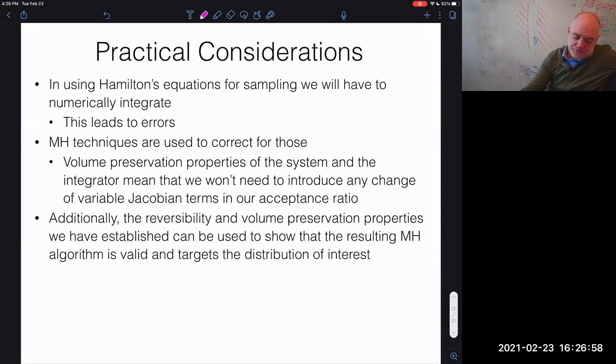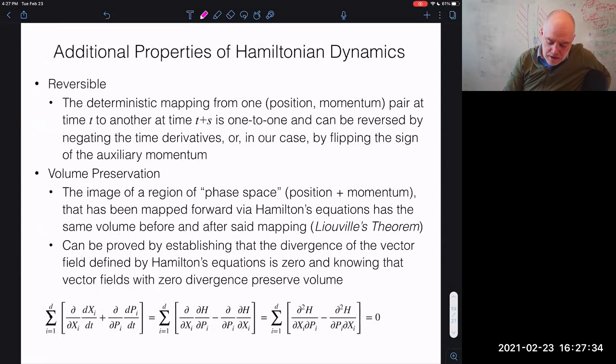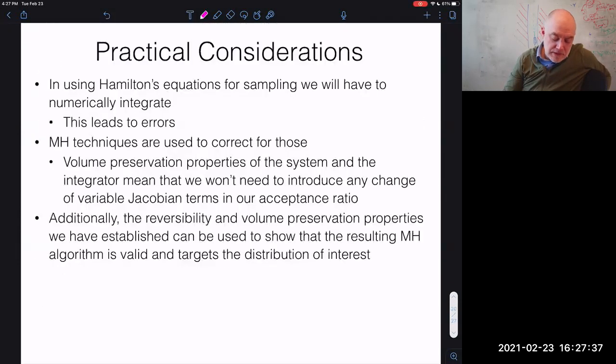So we're almost there, and we'll take a break in just a little bit to let this sink in. The reality is that in order to actually use any of these equations for sampling, we'll have to numerically integrate, and that leads to errors. The Metropolis-Hastings technique has to be used to correct for these errors in integrating the system forwards. The volume preservation properties, which I just talked about, of both the system and the integrator that we're going to talk about in just a second, mean that we don't have to introduce any change of variable or additional Jacobian terms into our acceptance ratios.